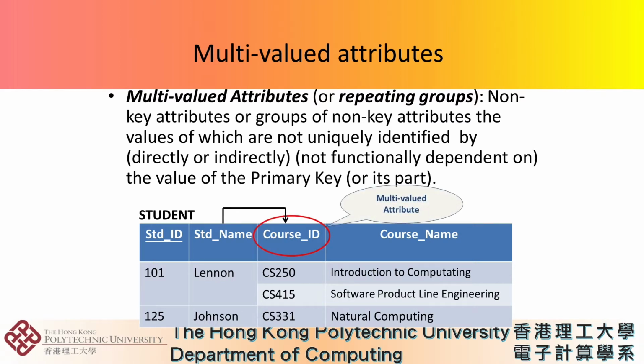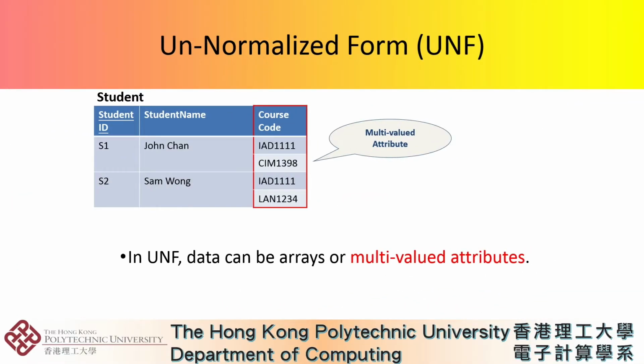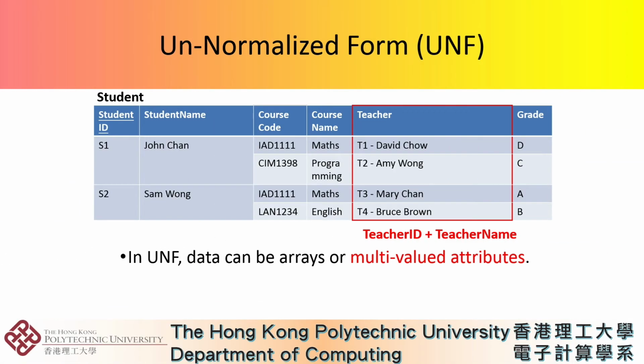In this example, course ID is a multi-valued attribute because one student can study more than one course. In the table student, course code is a multi-value attribute because one student can study more than one course. And in this table, the data in the teacher column contains the data about teacher ID and teacher name.